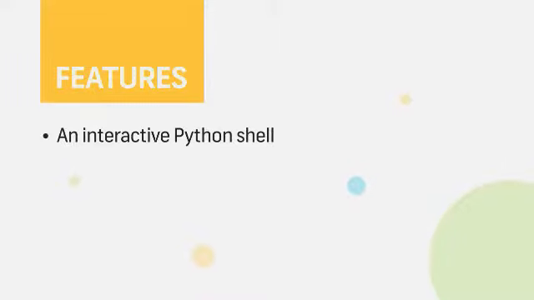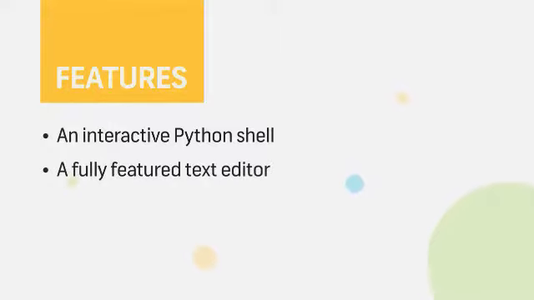Idle has several useful features. It has an interactive Python shell, which you have already seen earlier. There is a fully featured text editor to write Python code. This editor also allows us to highlight syntax, autocompletes known code elements, and adds indents where required. There is also a debugger which helps you catch errors.